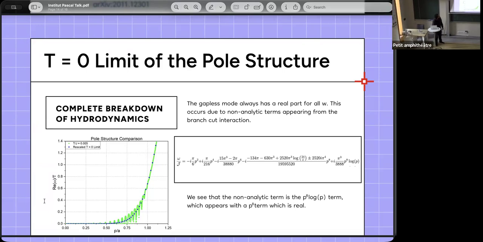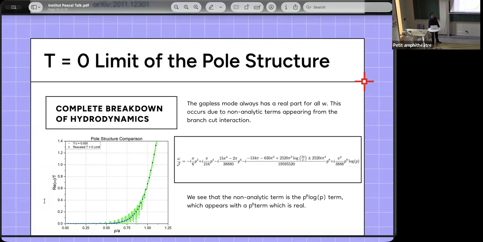And so why does it always have a real part? Well, that's because all these gapped modes will coalesce into a branch cut when you set t to 0. Since again, when we're setting t to 0, we were saying that omega by 2 pi t should be equal to some numbers, some integers.